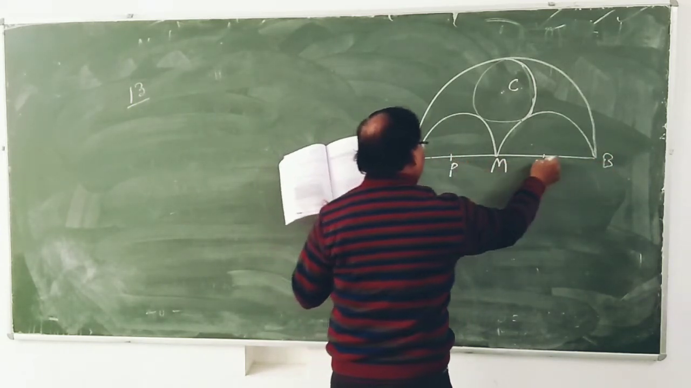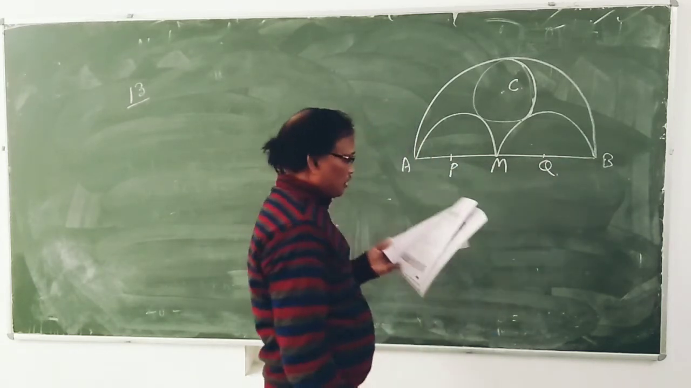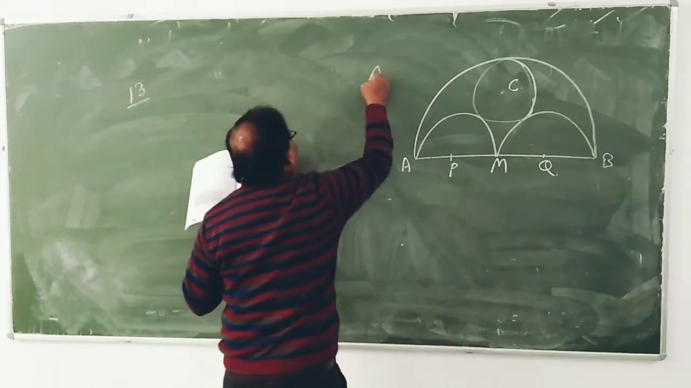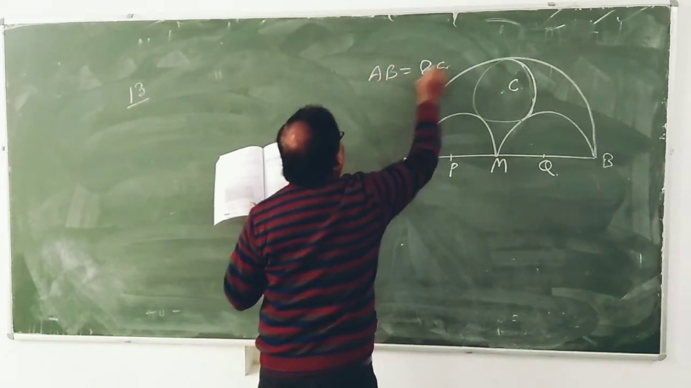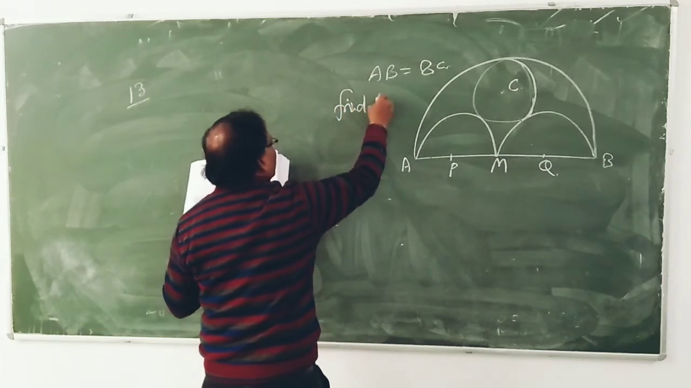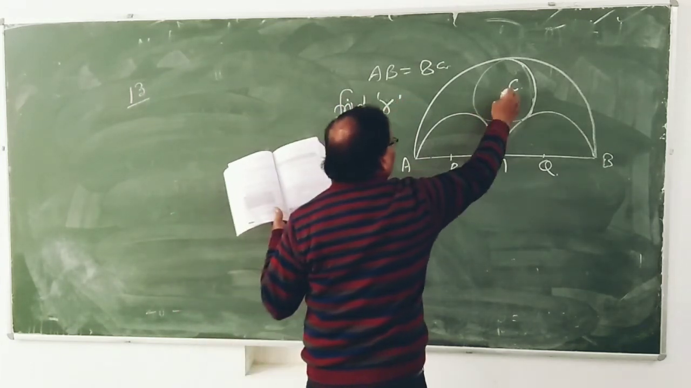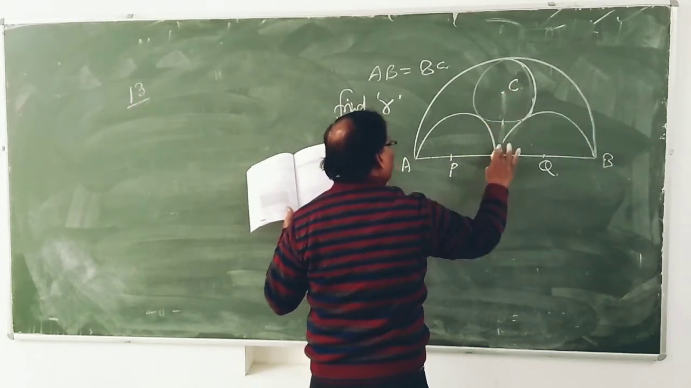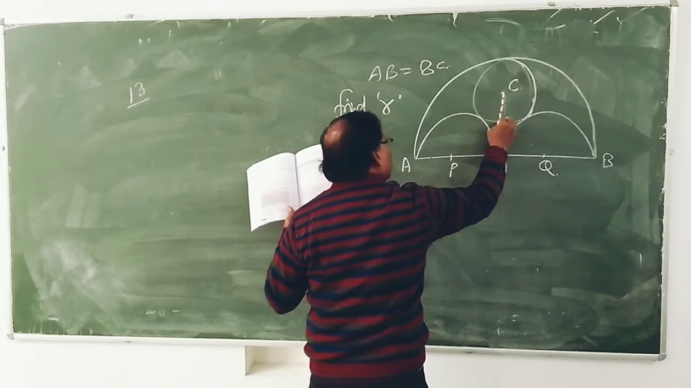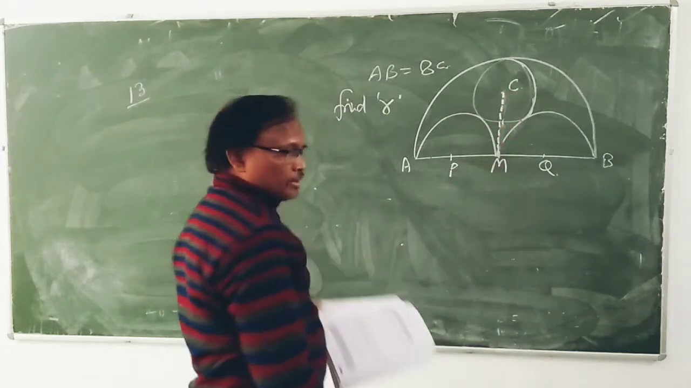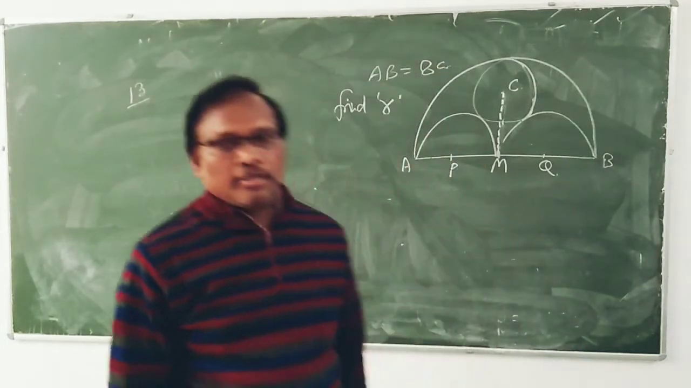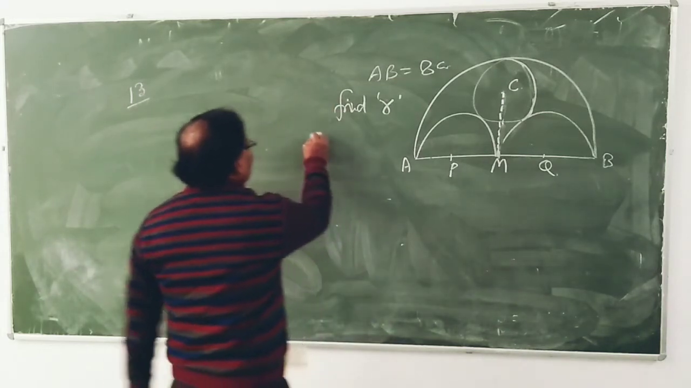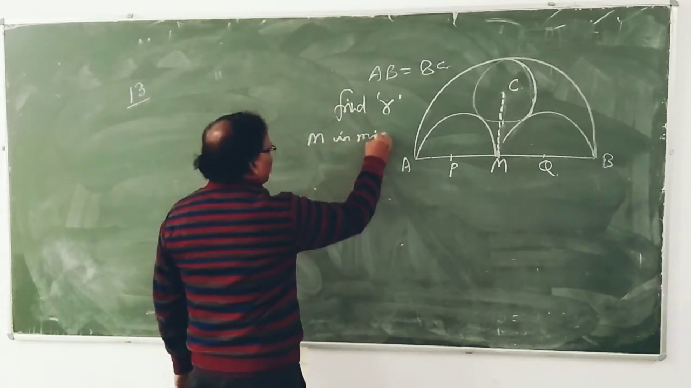If we let P and Q be the centers of the semicircles, and AB is equal to 8 cm, find the radius of this circle. इस circle का radius निकालो. Radius of circle with center C. समझे? AB is equal to 8 and also M is the midpoint. It is given.